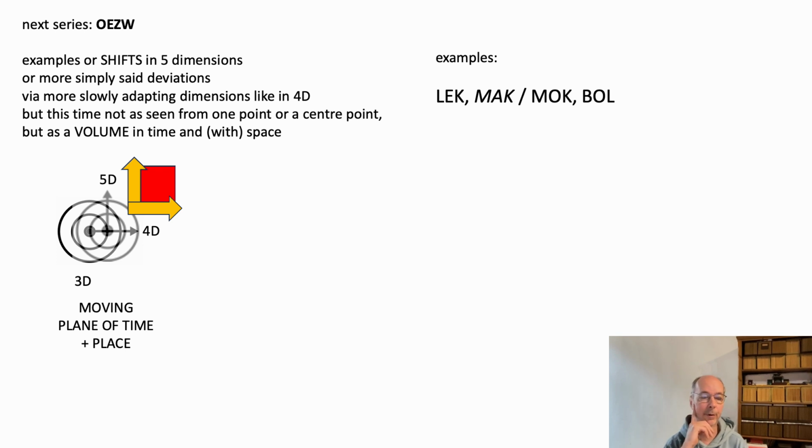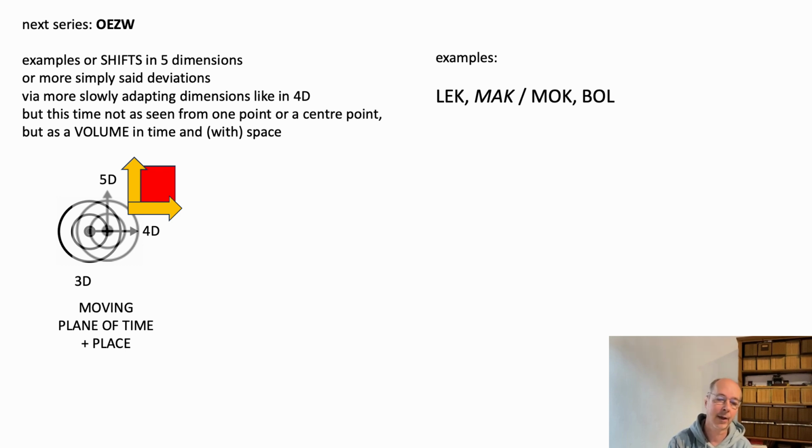The next series will be more difficult because this will be the fifth dimension, and these are the letters O, E, Z, Z and W, and it's not just points of reference that are compared. You will also have a complete volume that will be moved to another space and time. So this is actually an expression of the fifth dimension. It's a moving plane of time and place.